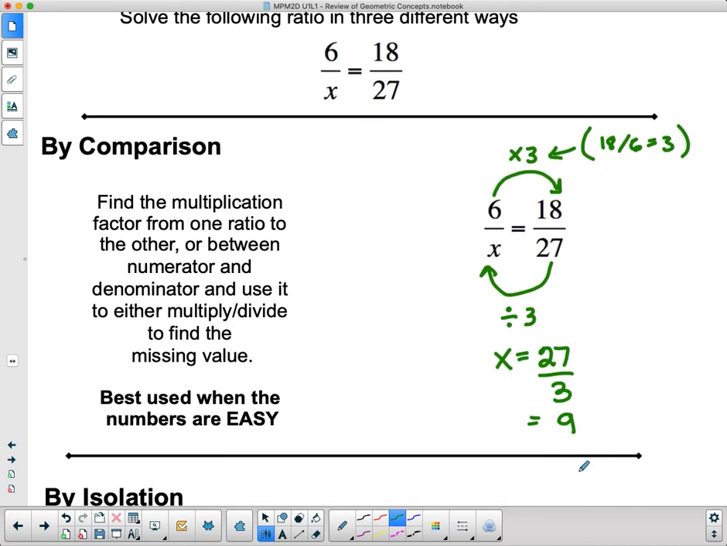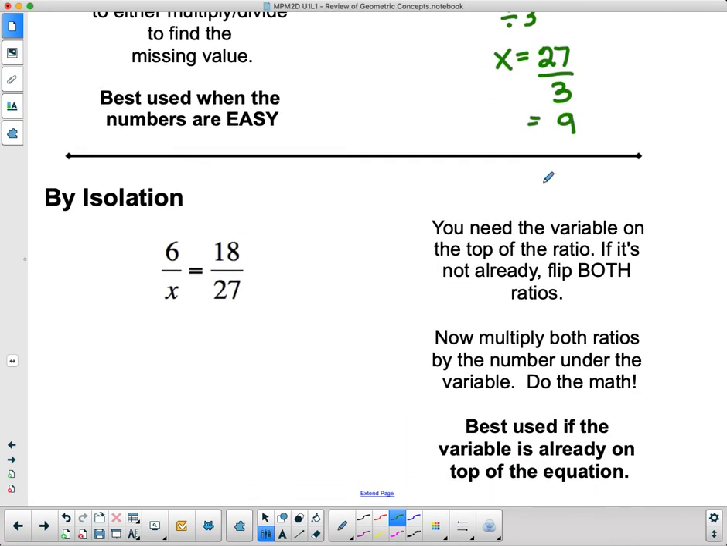Now you can do that, but if the times by 3 is not nice, then it's not a very nice question to do. So solving by isolation is an easier way to do it. There's 3 steps involved in solving by isolation. It says you need the variable on the top of the ratio. If it's not already on the top, you need to flip it.